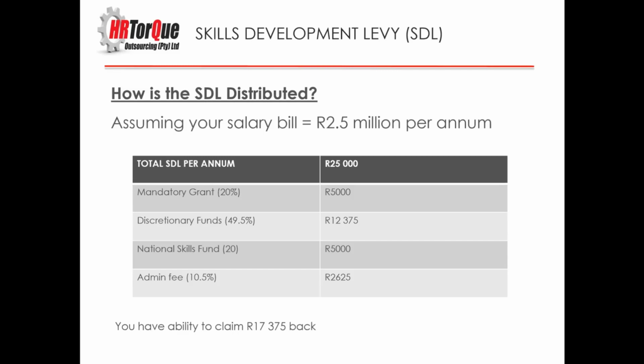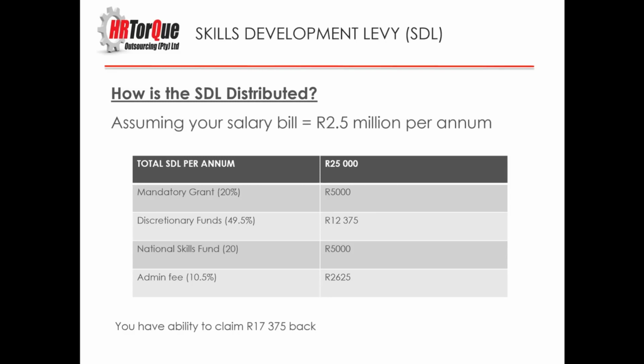So what they then did was decrease the amount of the mandatory grant. The mandatory grant you get just for submitting your workplace skills plan, and obviously having it approved, is that you can get your 5,000 Rand back. So it's a very small amount.